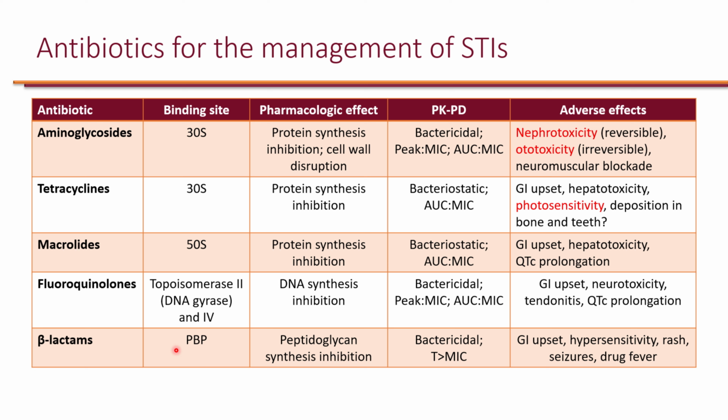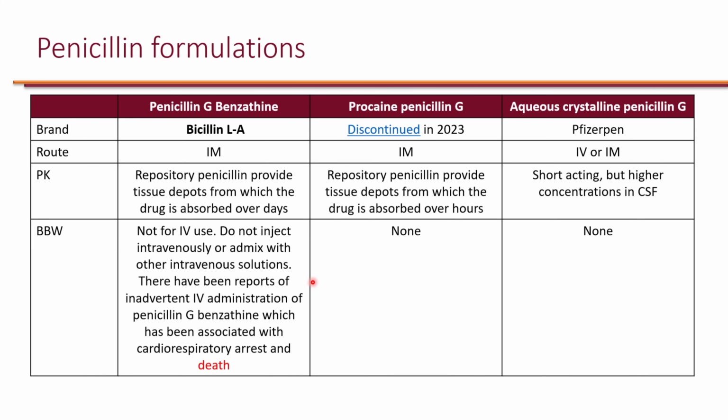The mechanism of action is the same: they bind to penicillin binding proteins. There are different types of penicillin binding proteins, so depending on which one the beta-lactam binds to, you get a different spectrum of activity for different beta-lactams. In general, they are pretty well tolerated. You do get GI upset and hypersensitivity or rash. In high doses, you can get seizures, and drug fever is also a concern, but very rare.